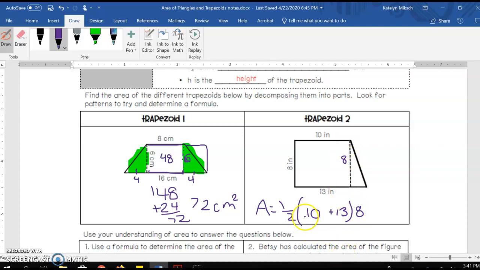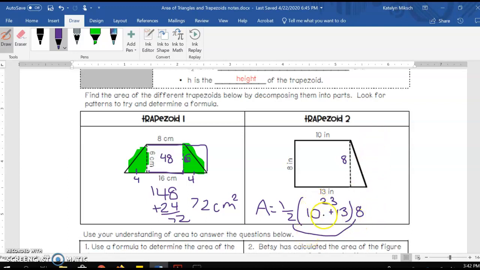So now we have 1/2 times (10 plus 13) times 8. We would do this step first. 10 plus 13 is 23. And then we're multiplying that by 1/2 and by 8. Now, just like I talked about on the other video, if you want to change up the order, since it's multiplication, you can. What is half of 8? Or 8 divided by 2.